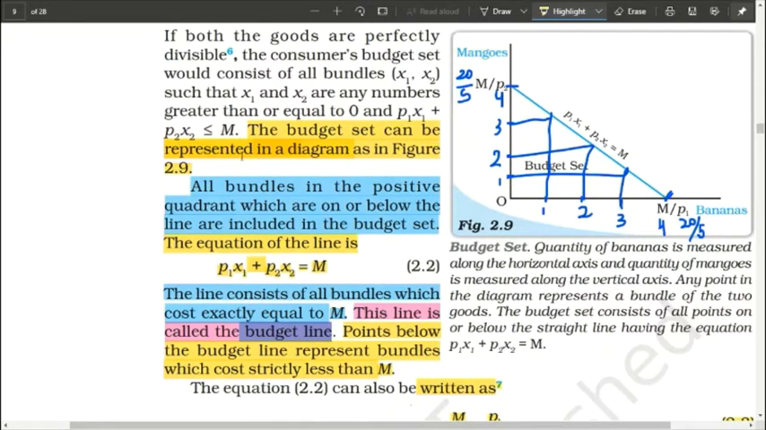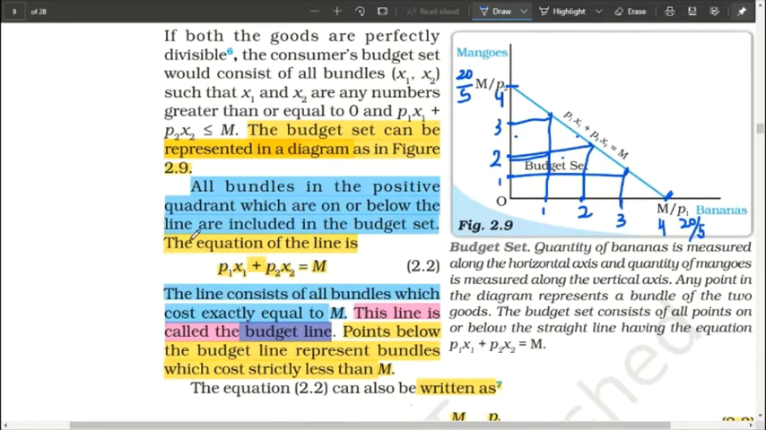Okay, so let's read first. All bundles in the positive quadrant, this is the graph, which are on or below, either on the line, like this one, or below any point here, like this one, this one, this one. These different combinations of bundles are included in the budget set.